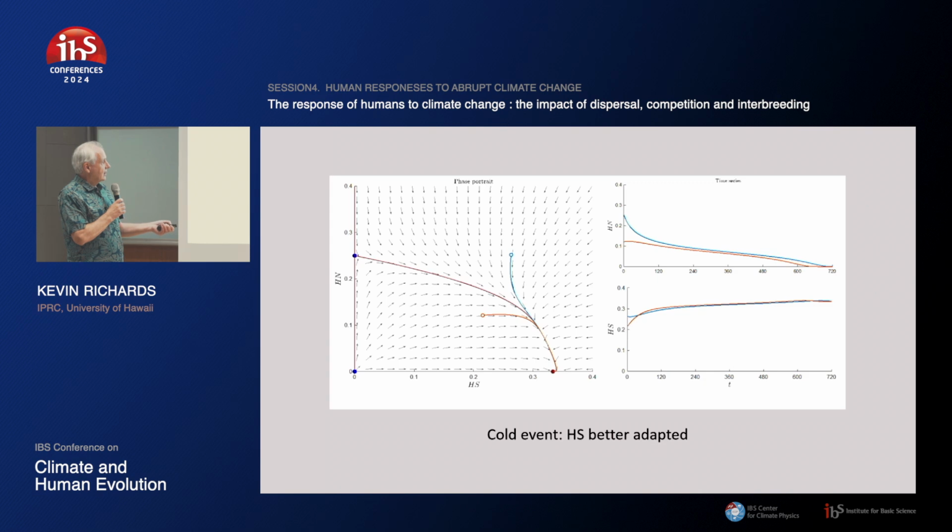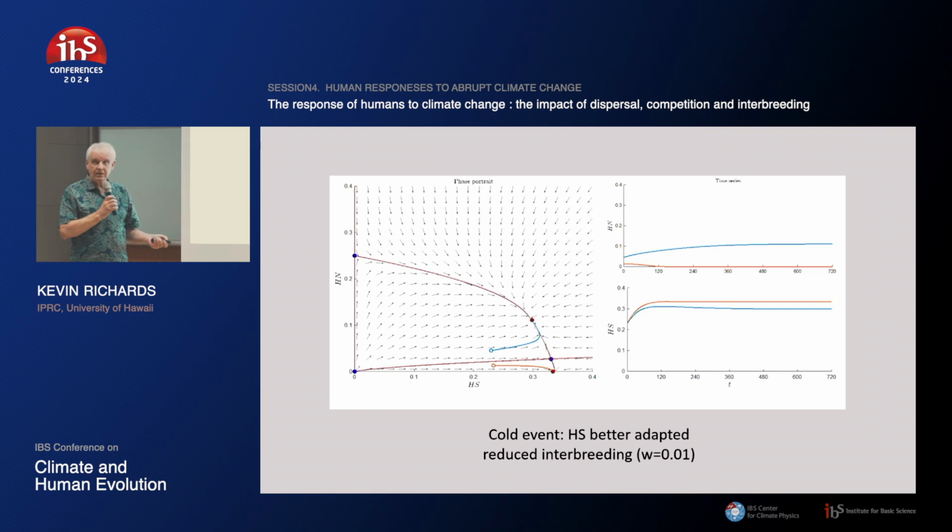If the Homo sapiens are better adapted because of interbreeding, in the cold period they dominate, and the Neanderthals will go extinct. The individual arrows here show the direction that the solution will take from a given point in Homo sapien Neanderthal space. As you can see, these arrows are all pointing towards this red dot, and that red dot is a stable equilibrium.